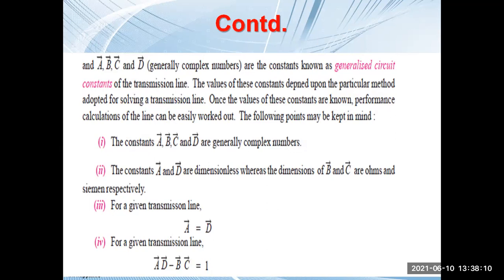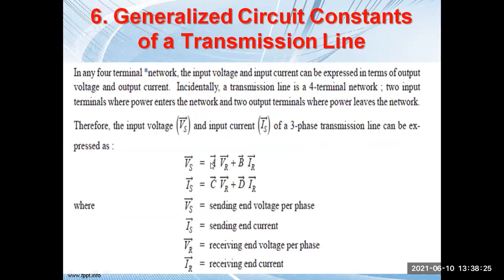Now we have to remember several points. First is that the constants ABCD are generally complex numbers. This you have to clearly understand. Because these parameters can be determined very easily. Let us say I have to calculate A. So I will go to the board, and it is very easy to describe.